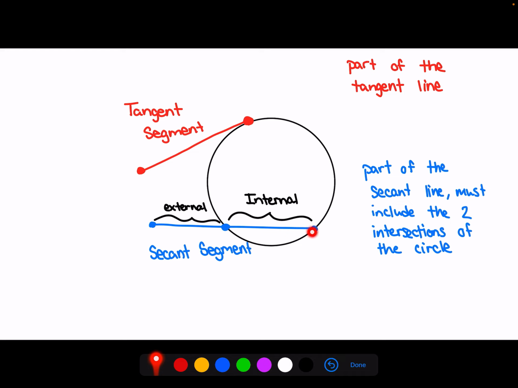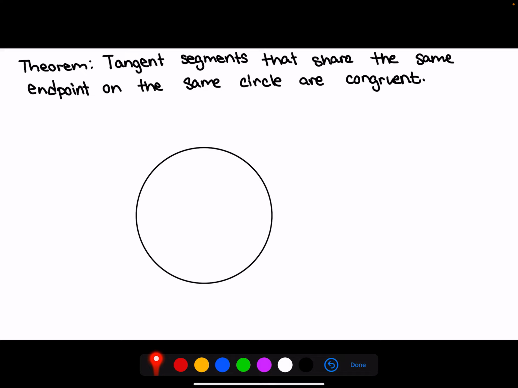And that is our secant segment. Our next theorem that we're going to talk about deals with tangent lines once again. Actually, it'll be dealing with tangent segments. Let me rephrase that. The next theorem will deal with tangent segments. That theorem states, tangent segments that share the same endpoint on the same circle are congruent.